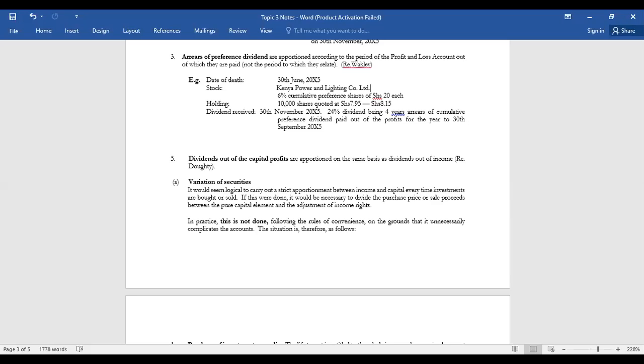Now let's go step by step. What is 24% of 10,000? It is 2,400, isn't it? Multiply by 4, that will give us 9,600. I didn't multiply by 4. You're supposed to multiply by 4, for 4 years. So it is 9,600. Yes. So is everyone there?